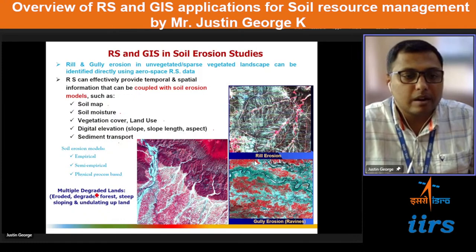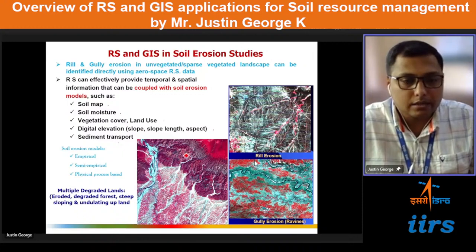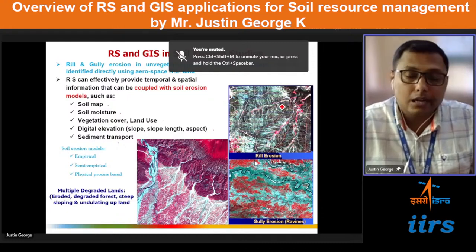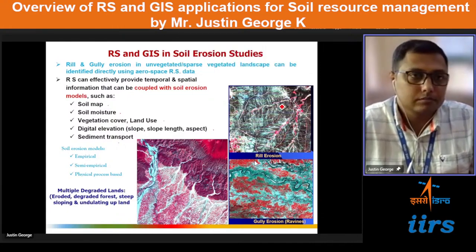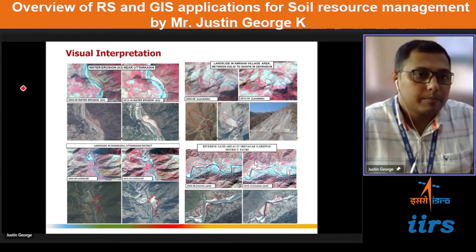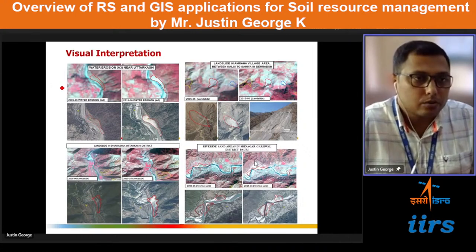In this image, you can see the multiple degraded lands. You can see the severely eroded, moderately eroded, slightly eroded, and the undulating land. You can see the gully erosion, how the gully is from the Chambal region. You can see the rills, how they used to appear in case of the earlier stage aerospace photographs. And this is the visual interpretation. The images have been taken from the third cycle of the National Land Degradation Mapping using visual interpretation.